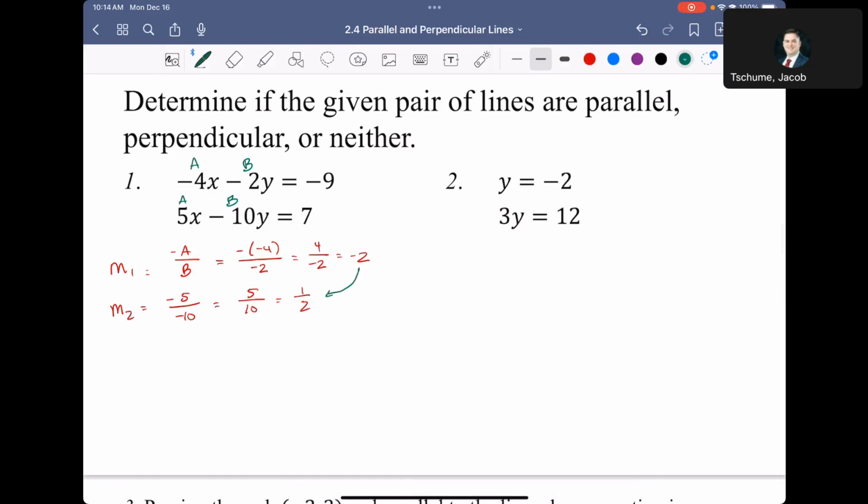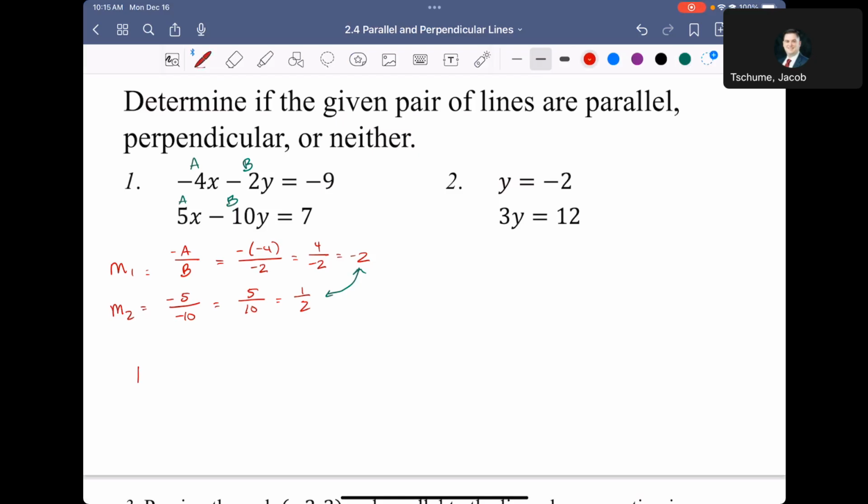Now, if you compare these two numbers, obviously they are not equal to each other, so they're not parallel lines, but they are negative reciprocals. Because if you take either one of those numbers, put a negative on it, and flip it over, you will get the other one every time you repeat that process.